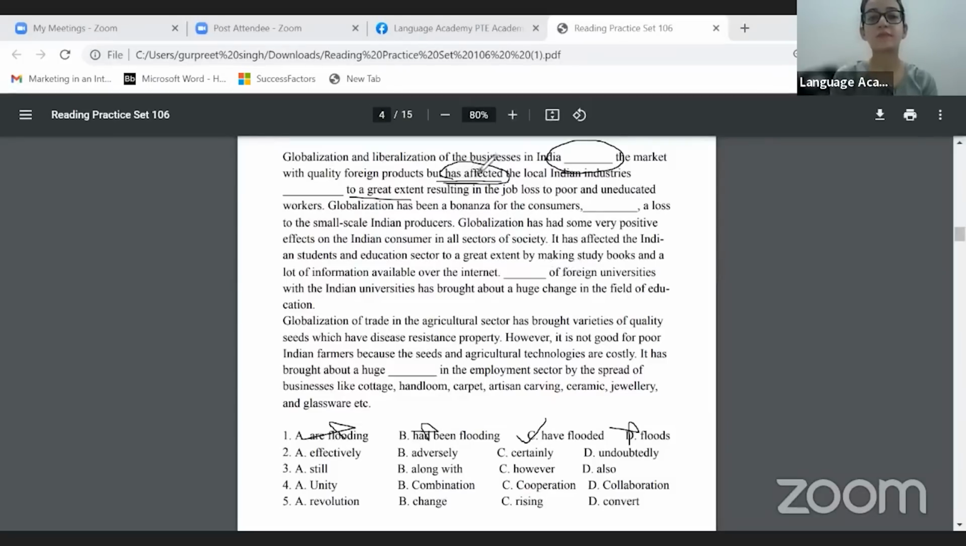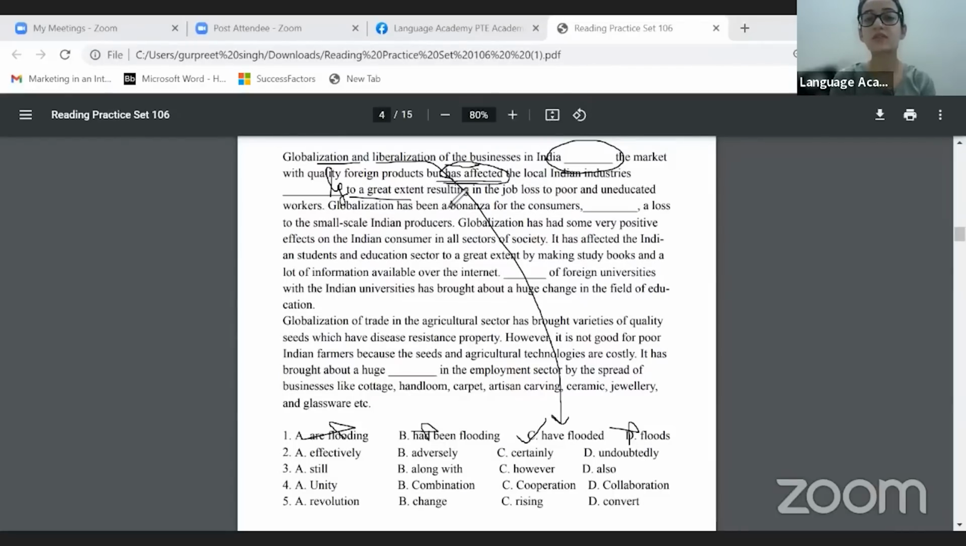So because the noun is plural, businesses, or there are two things, globalization and liberalization, that is why we are going with "have flooded". These two concepts have flooded the market with quality foreign products, but has affected the local Indian industries dash to a great extent, resulting in the job loss. So when we read this sentence it was absolutely complete: but has affected the local Indian industries to a great extent. It's a complete sentence. Still we have a blank. So we need something with "ly" here, an adverb. And let's read it till the full stop.